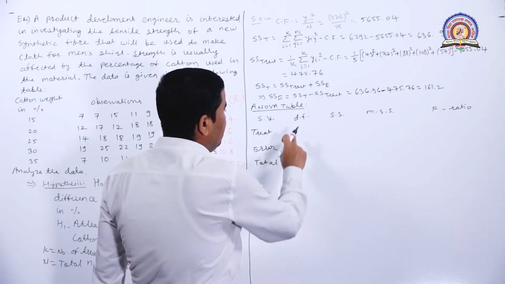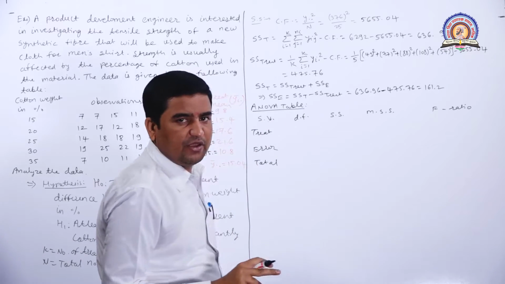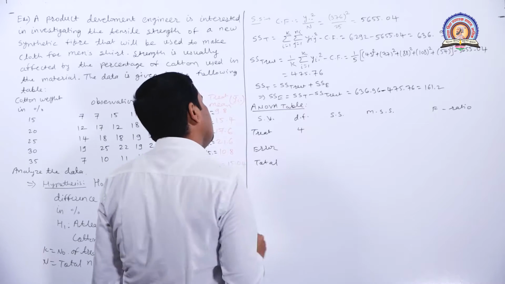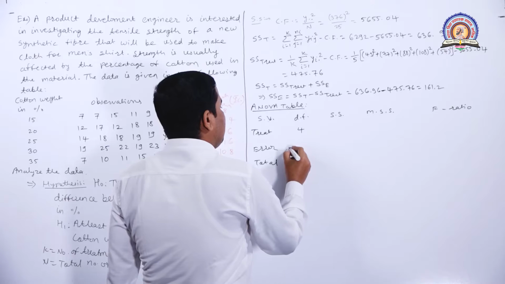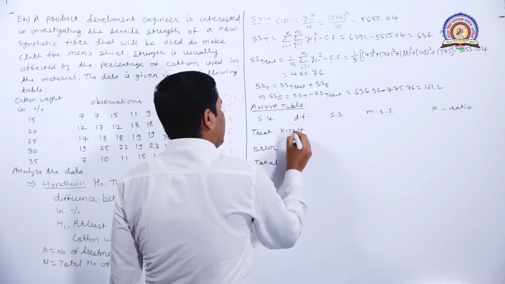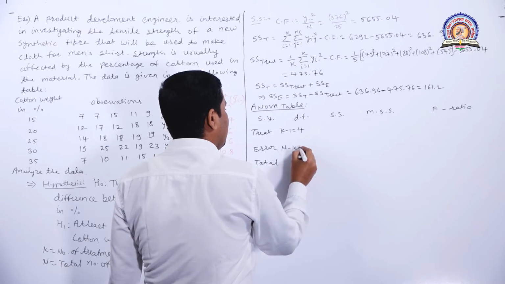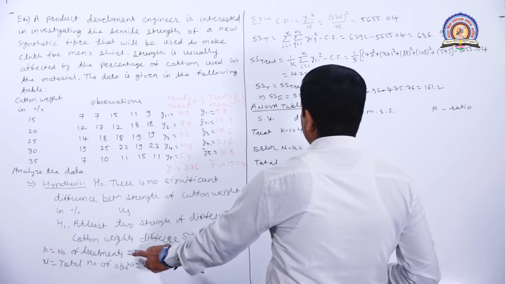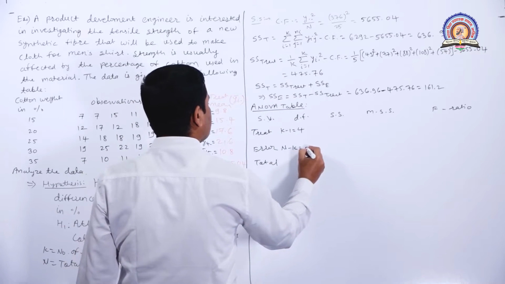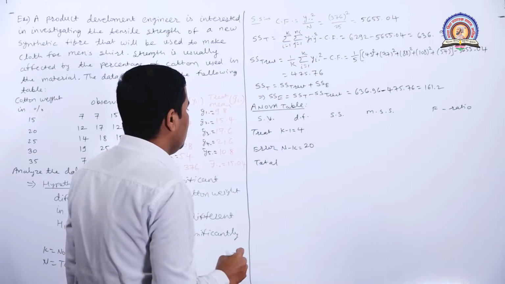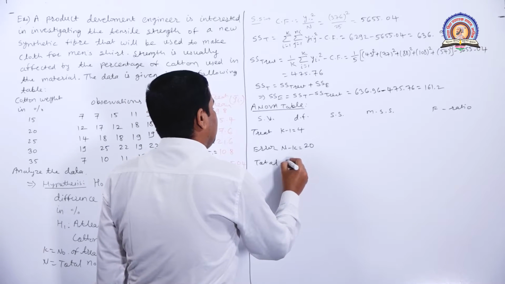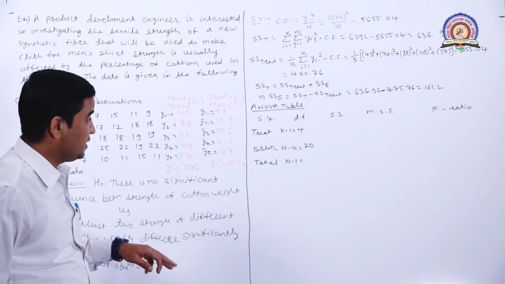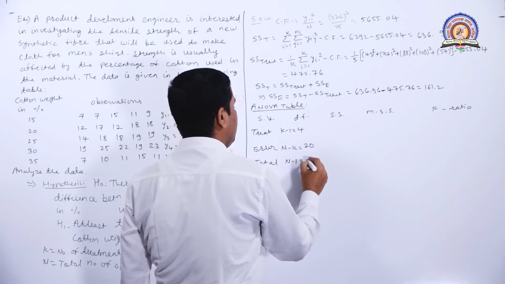Degrees of freedom for treatment are k minus 1. In this case, k is 5, so 5 minus 1 becomes 4. Error degrees of freedom are n minus k. Capital N is 25, there are 25 observations, and 25 minus 5 becomes 20. Total is N minus 1, so 25 minus 1 becomes 24. The addition of these two, 4 and 20, gives 24.